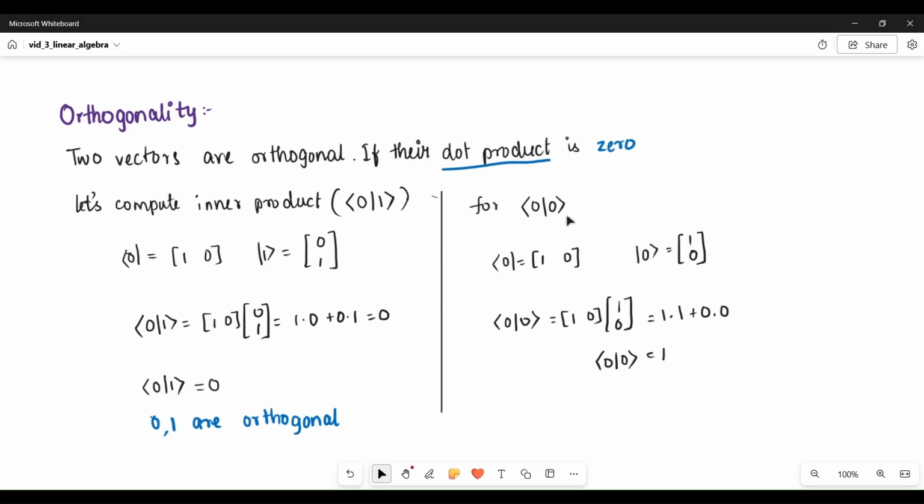If we take the same vectors, let's say we have parallel vectors, bra 0 and ket 0. When we multiply them, we'll get a value of 1. So these are parallel.